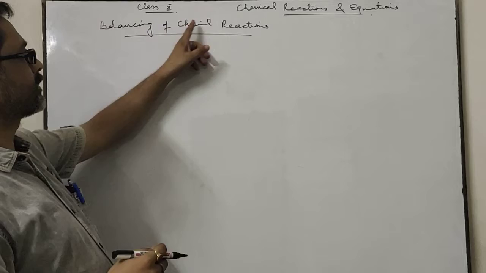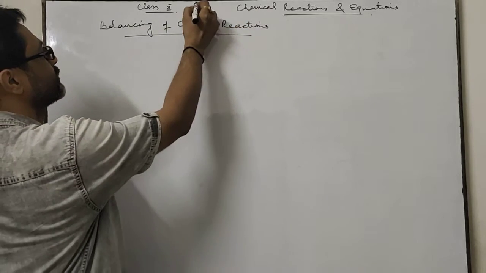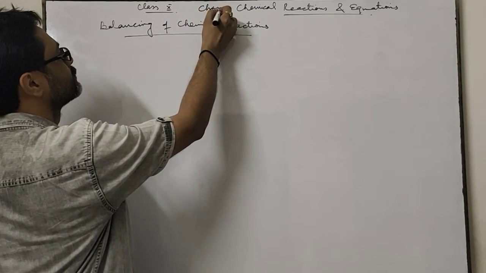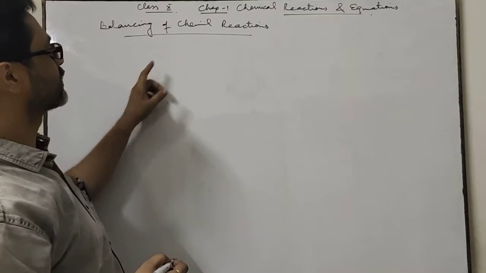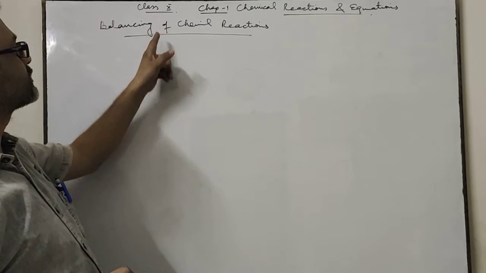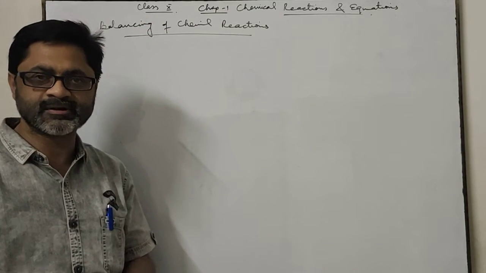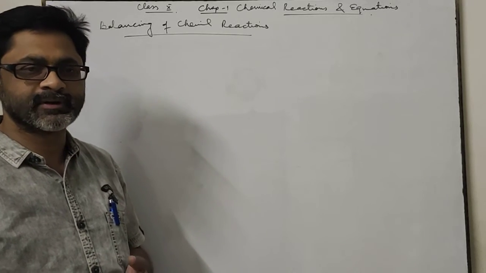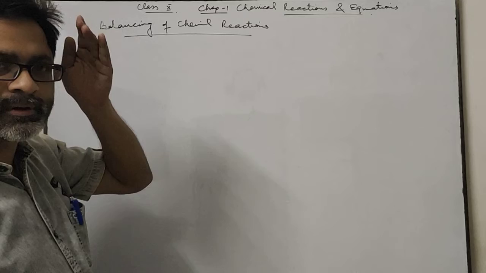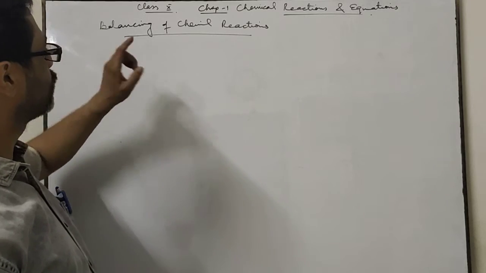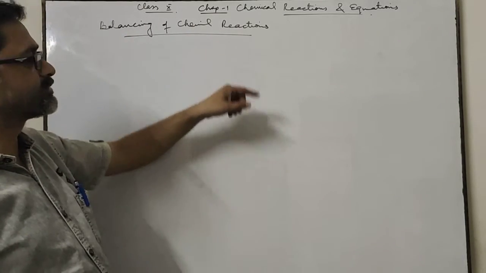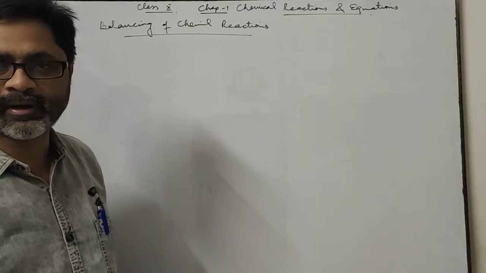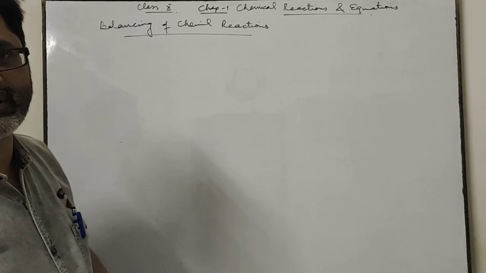This one is chapter 1 of your chemistry for class 10th, chemical reactions and equations. In this chapter, I have already told you about what is a chemical reaction, what is a chemical equation, what are reactants and what are products. Now I am going to teach you balancing of chemical reactions. How can we balance the given chemical reactions?